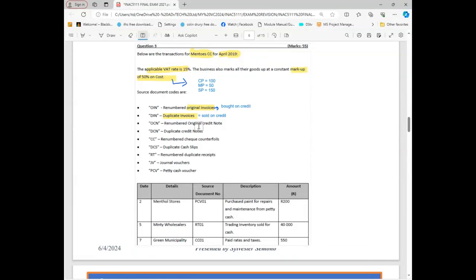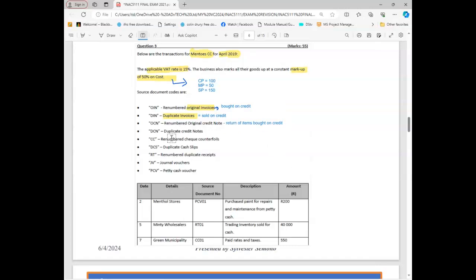And then they say renumbered original credit note. Remember, original credit note means again we're the ones who were returning. So they gave us the original credit note, meaning here we returned goods, return of items bought on credit. Now, the words original and duplicate matter.